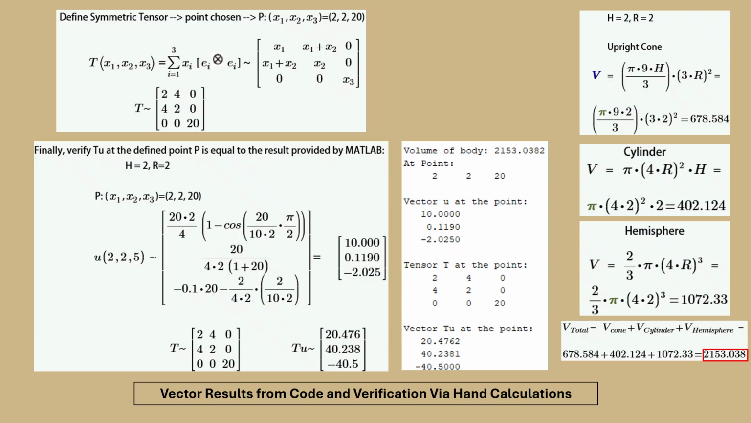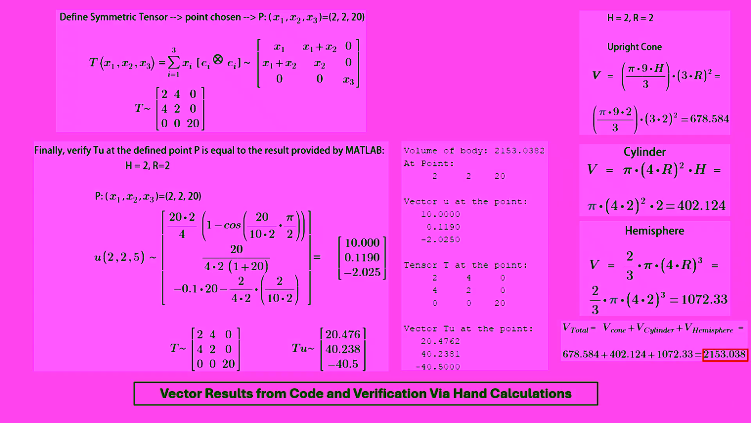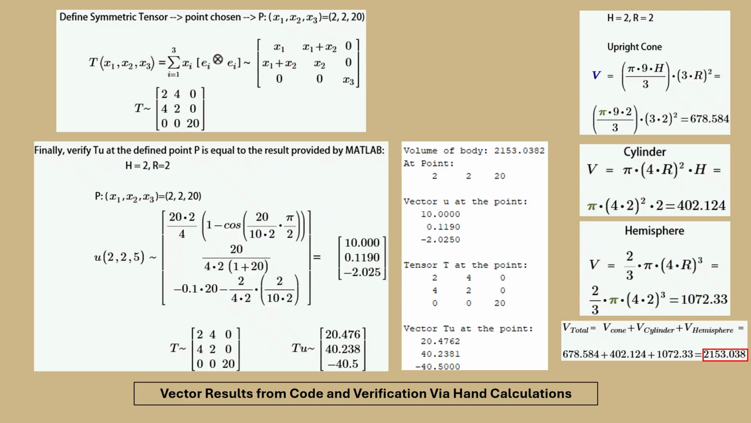Finally, I would like to verify the results that MATLAB output for me. In the top left is my tensor field, written in component form, as well as the point I chose to analyze. This point was 2 in the x1 direction, 2 in the x2 direction, and 20 in the x3 direction. My tensor field with these values plugged in can be seen here.